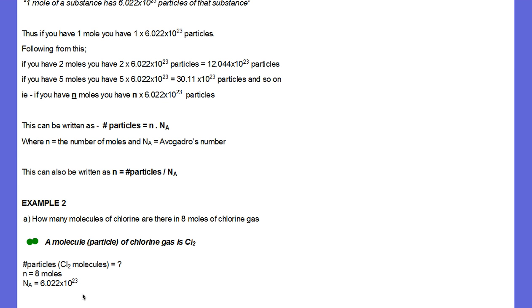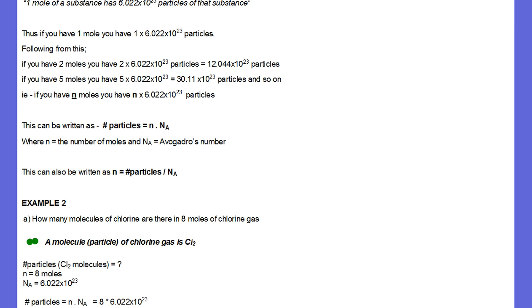And what else do I know? Well, I know the question asks me how many molecules, or how many particles, are there in this 8 moles. I've been told I've got 8 moles, and I know, just as a fact, Avogadro's number is 6.022 by 10 to the 23. I also have an equation, which is number of particles equals number of moles times Avogadro's number. The reason I chose this equation is because I'm trying to find the number of particles. So straight away, here's an equation that tells me the number of particles. So I can say number of particles equals number of moles times Avogadro's number.